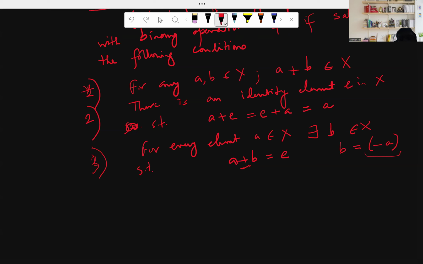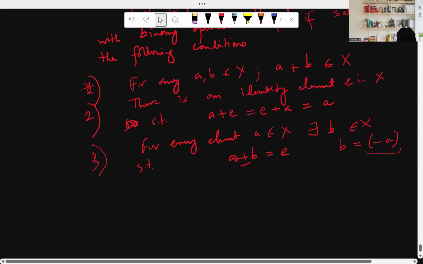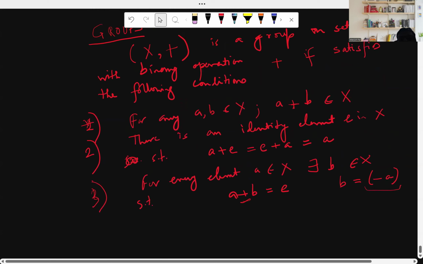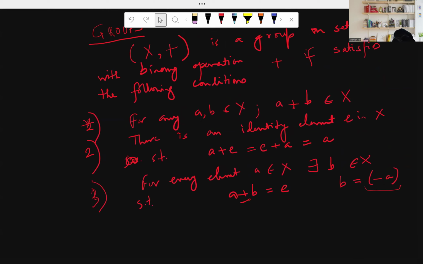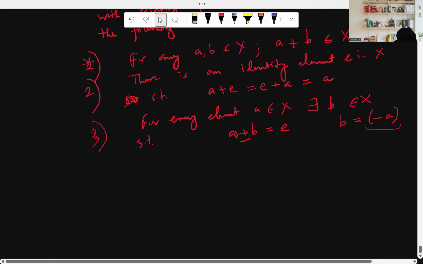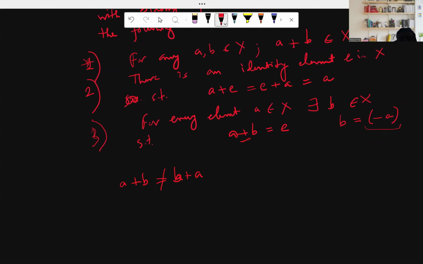School level mathematics. So this is the definition of a group. And in general, A plus B is not necessarily equal to B plus A. But if it is, if A plus B is equal to B plus A for all A and B in X, then the group is commutative.